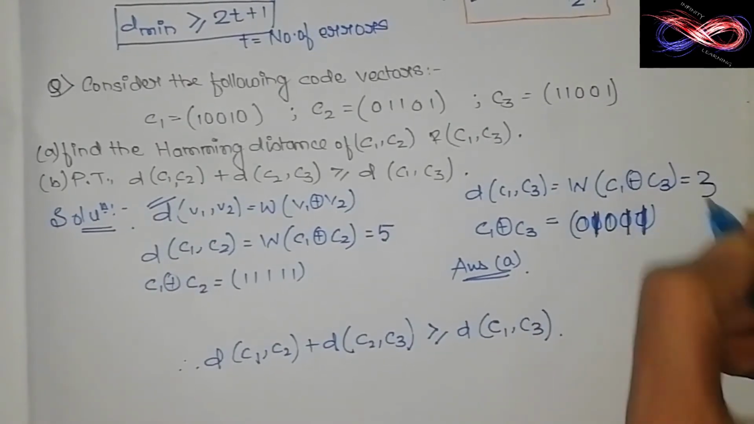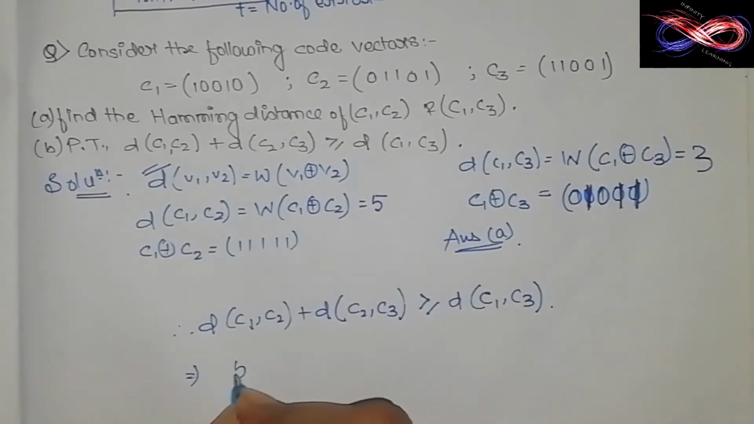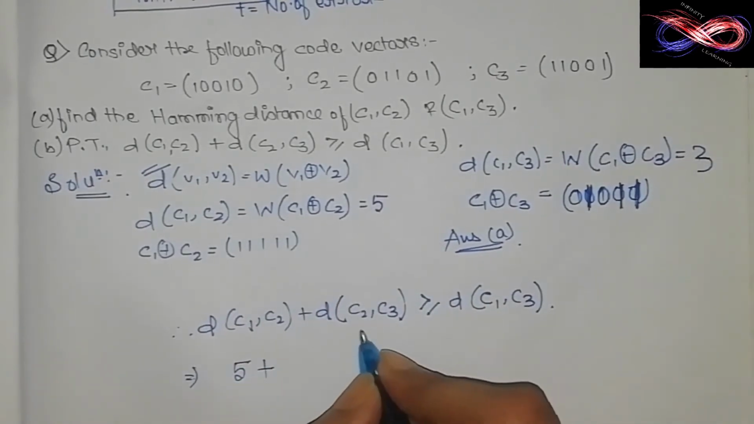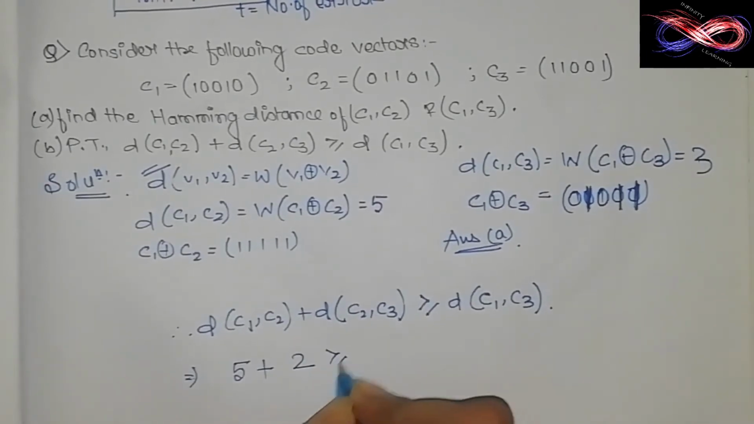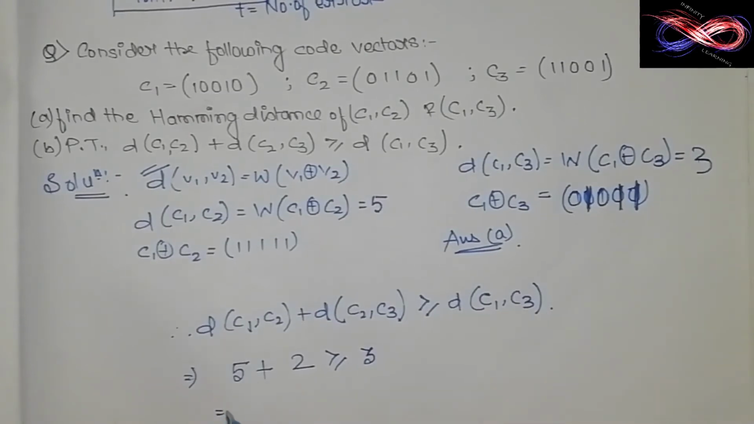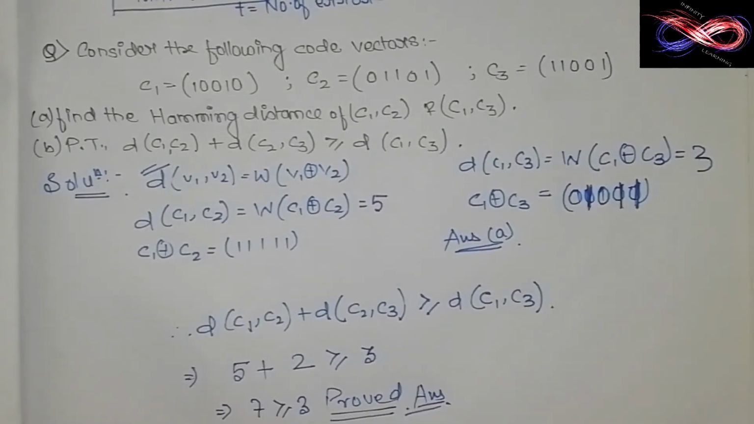So this will be 3. So now this will be c1 and c2, we got 5. If you similarly find out for c2 and c3, this will be equal to 2. And this is 3. So obviously 7 will be greater than or equal to 3. So it is proved. So you can all see that the sums regarding this topic are very simple and you can solve them very easily.